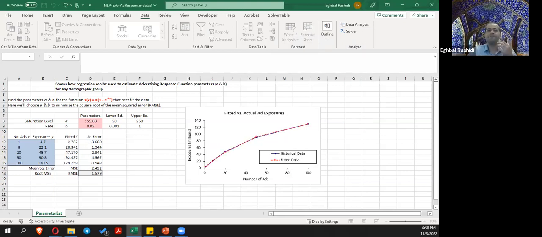All right, great. So this is the perfect fit. As you see here, it found A and B such that the square root of average squared error dropped from 40 to almost 1.6. And also you can see actually, this is a very good estimation of the original data points here. The red plot, which is our estimation, kind of overlaps or is a great fit for the actual value. So we get a very good estimation of the exposure. Any question?